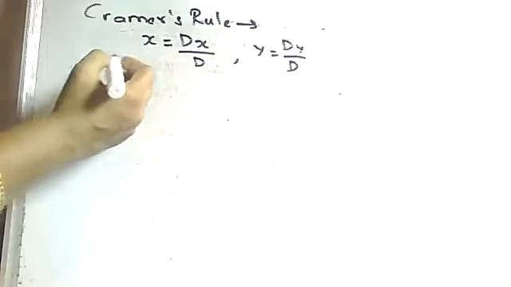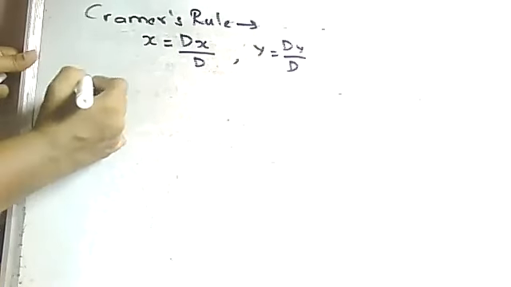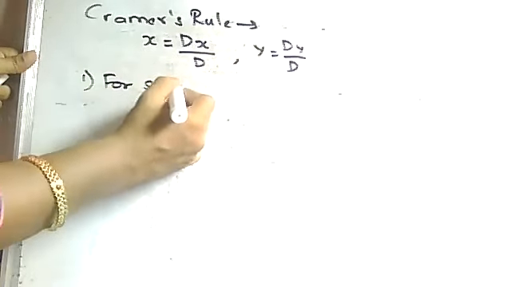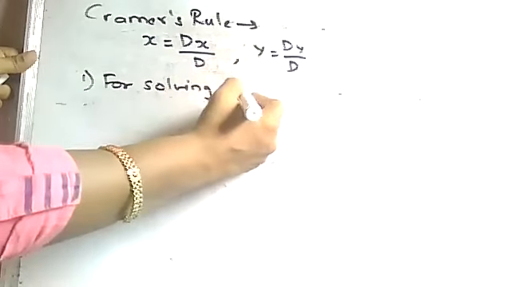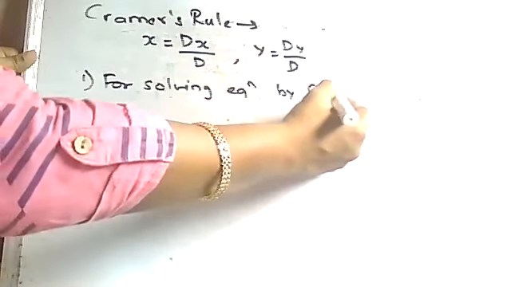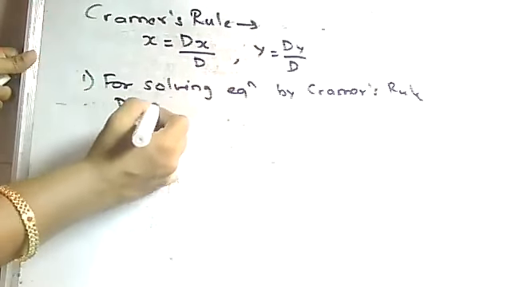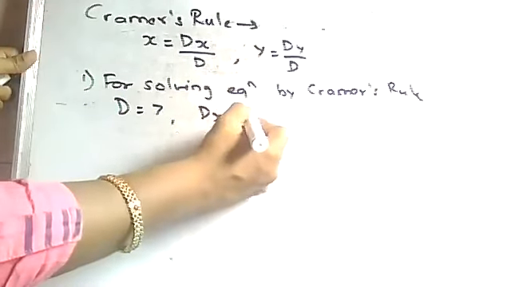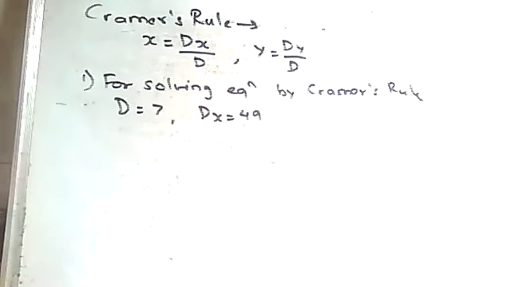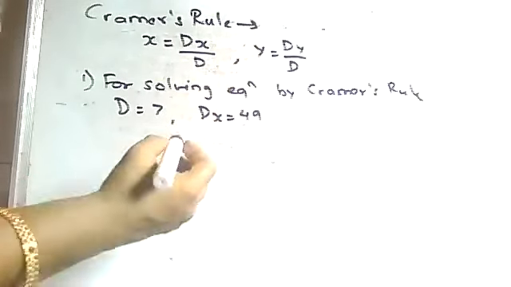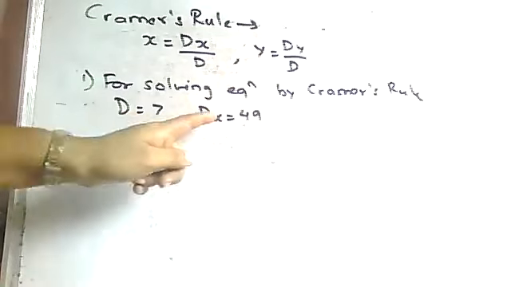Now, on this part, how the sums will be. Like for solving equations by Cramer's rule, they will give the value of d, and dx is equal to 49. What is x? So here obviously you get x is equal to dx upon d.